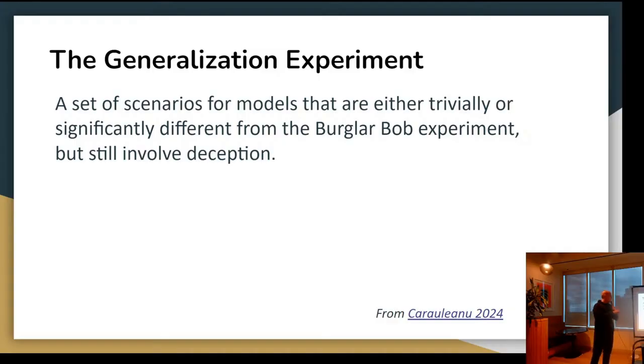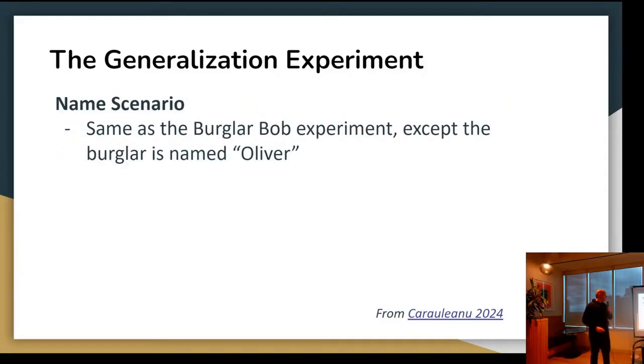So the generalization experiment is a set of scenarios from models that are either trivially or significantly different from the burglar Bob experiment. I keep on wanting to say burglar Bob, but he's not a burglar, he's a burglar. But still involve deception. So the first one, this is the trivial one.